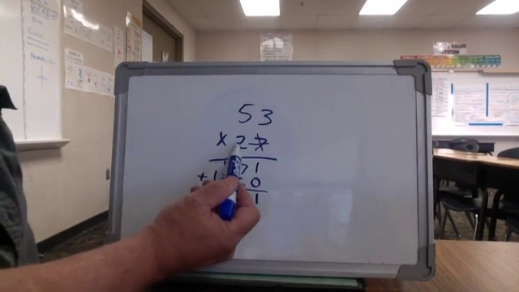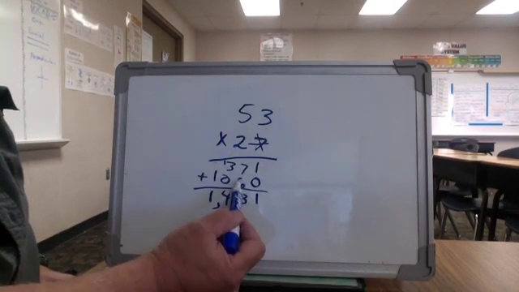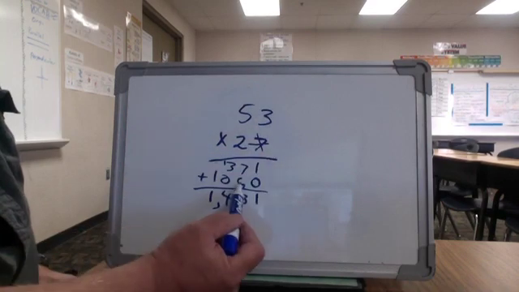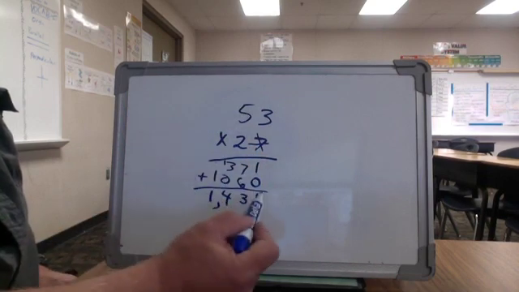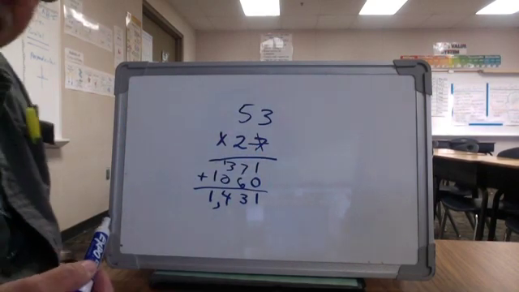Now we move over here to the tens place. 2 times 3 is 6, which is really 60. 2 tens times 3 is 60, and that's why you see a 60 right there. Okay, 2 times 5 is 10. There's our 10. We just add those partial products, 1,431.